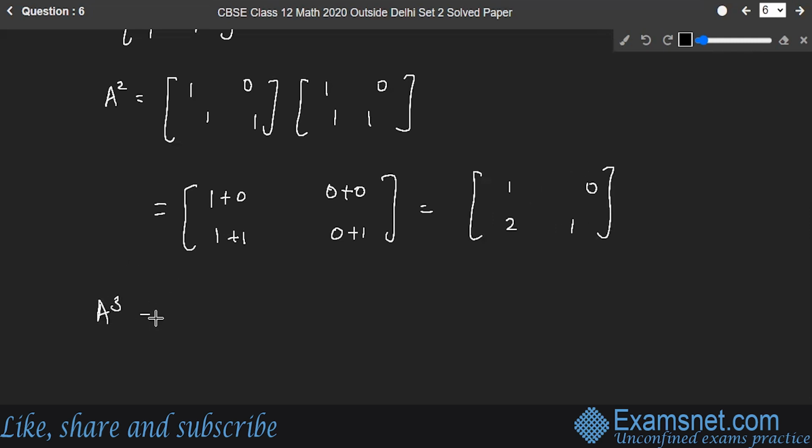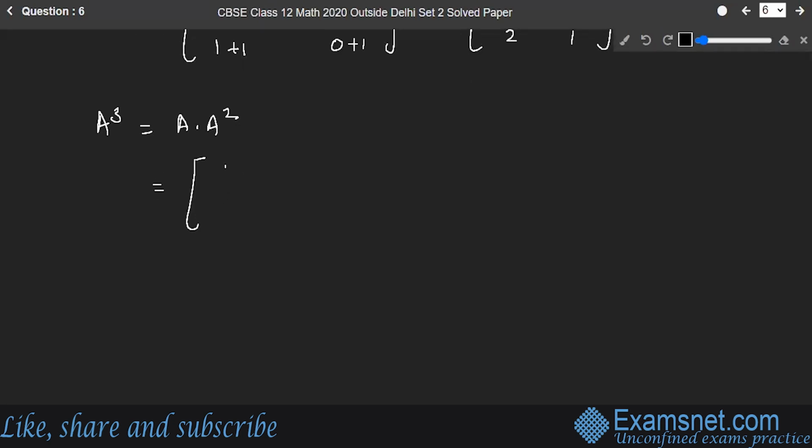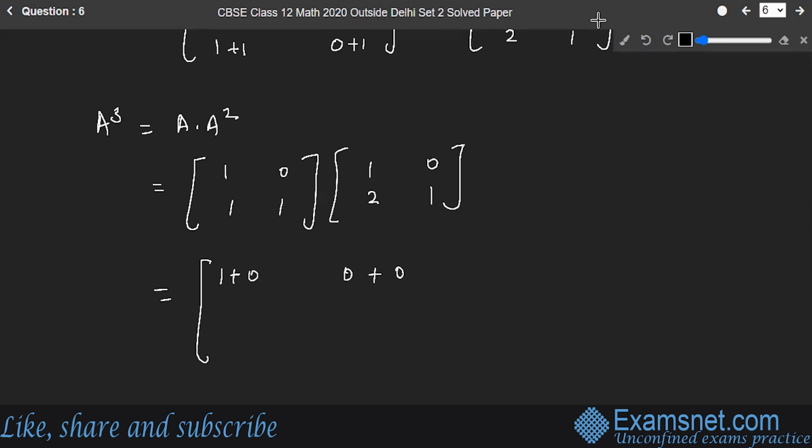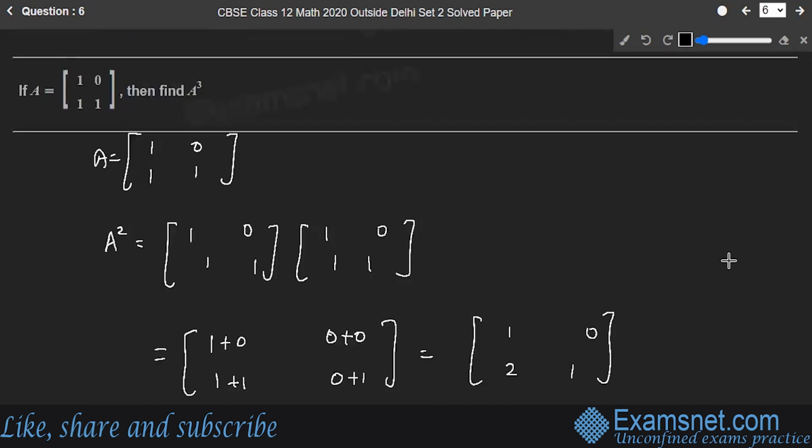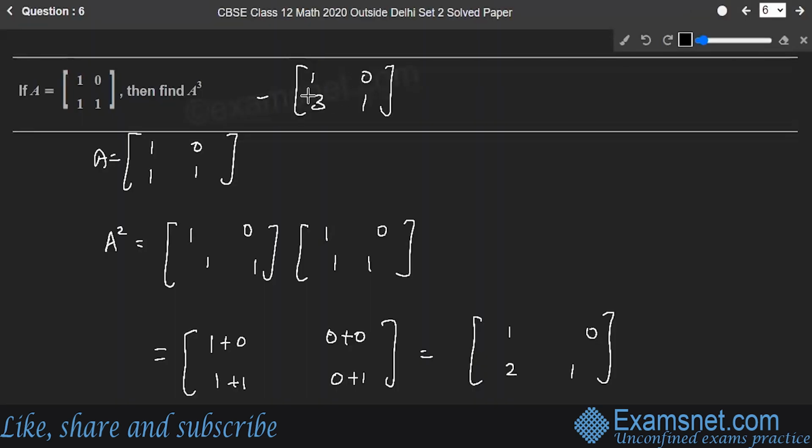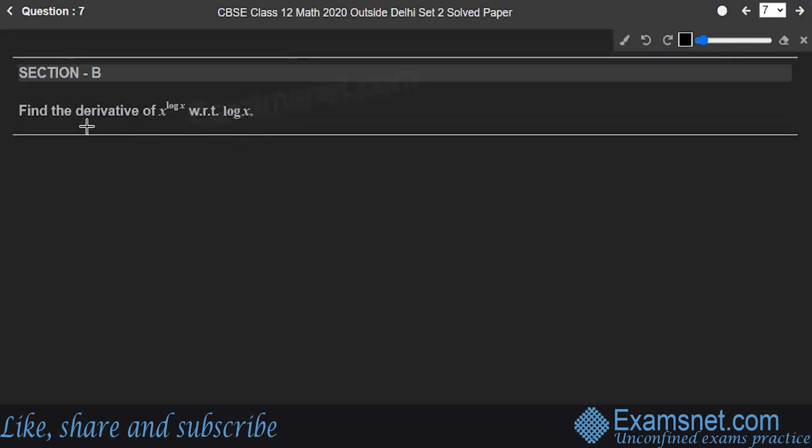And you have to find out the A cube, which is equal to A into A squared. A matrix was equal to 1, 0, 1, 1, and this is equal to 1, 0, 2, 1, which will be the same rule, first row, first column. So 1 plus 0, 0 plus 0, 1 plus 2 and 0 plus 1. This is equal to 1, 0, 3 and 1. This is the answer to the question, right? So the answer to the question is 1, 0, 3, 1. Hope you got that. Next is question number 7.